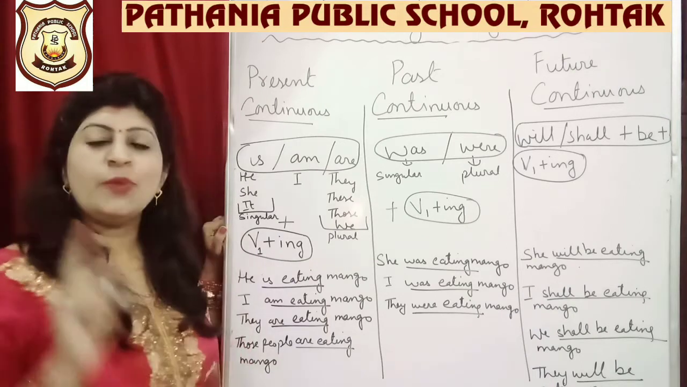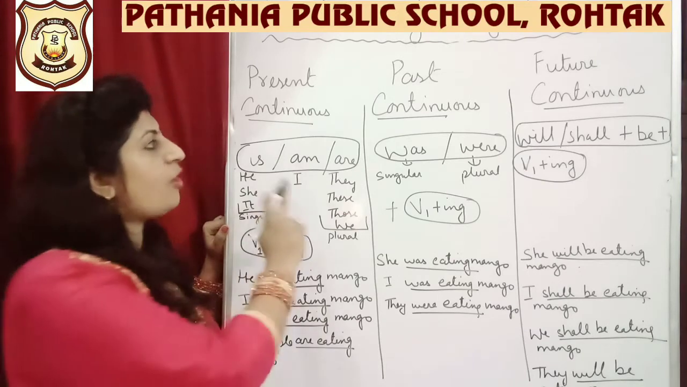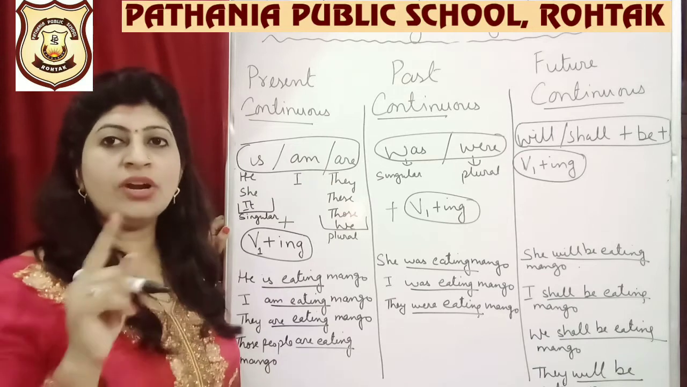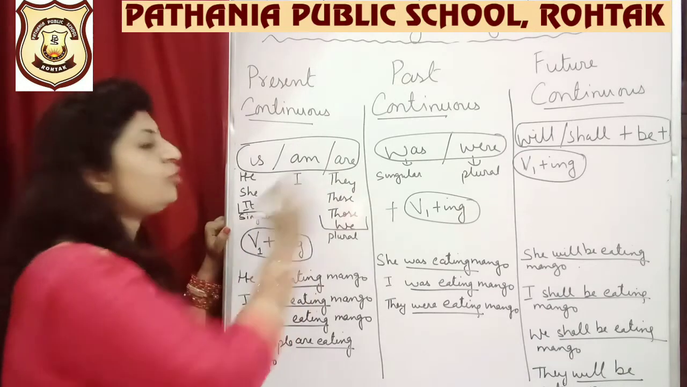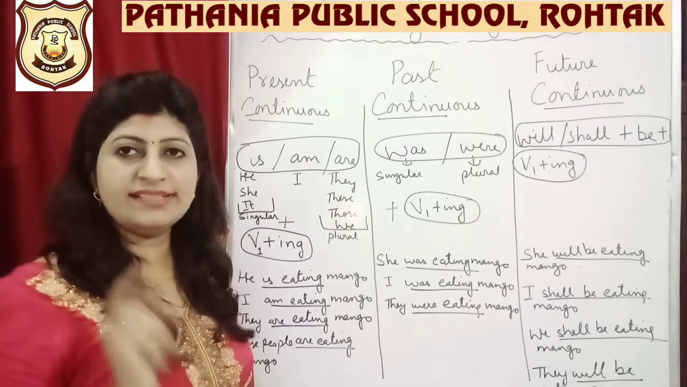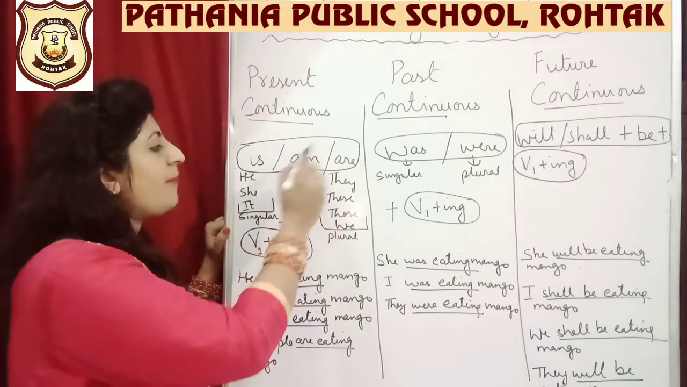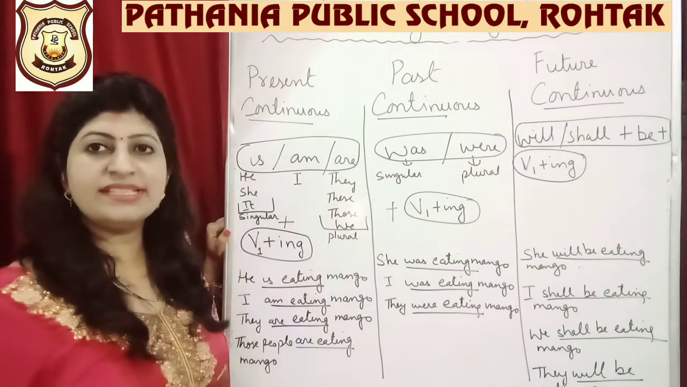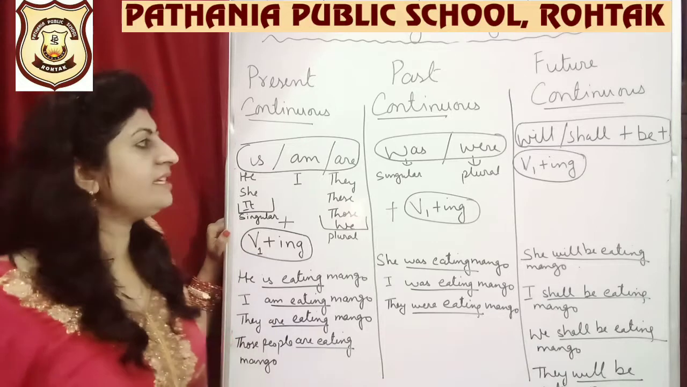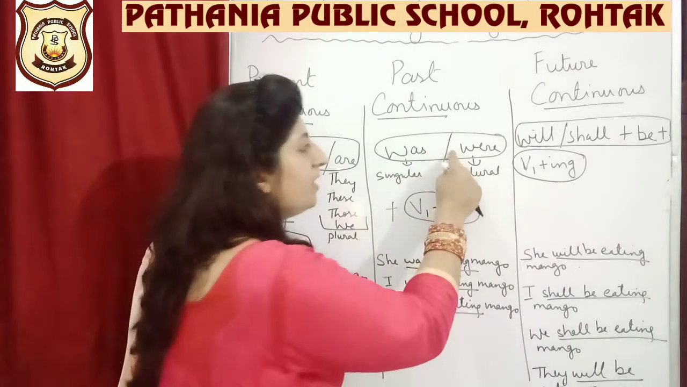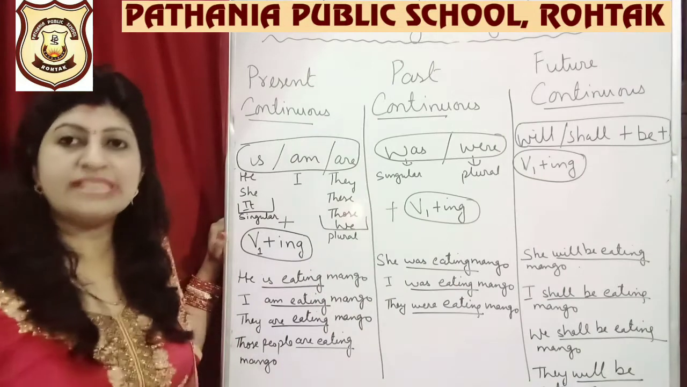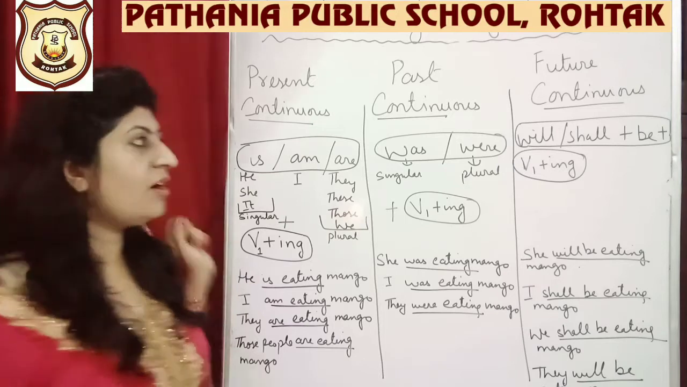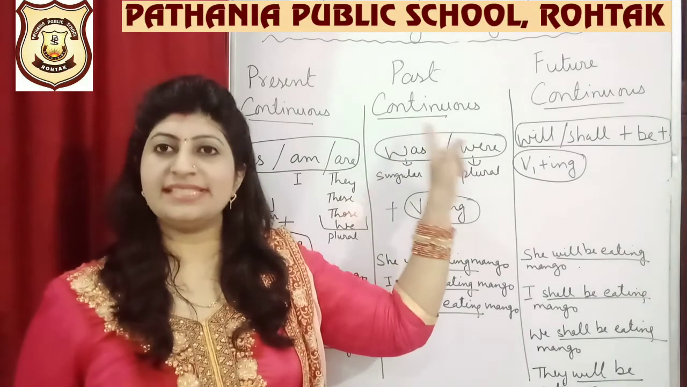Dear students, when you see V plus ing, it is obvious it is a continuous form. If you see is, am or are, from these three, if you see any one of them in the sentence, that means it is a sentence of present continuous tense. If you are using the word was or were in a sentence with V plus ing, then it is a sentence of past continuous tense.